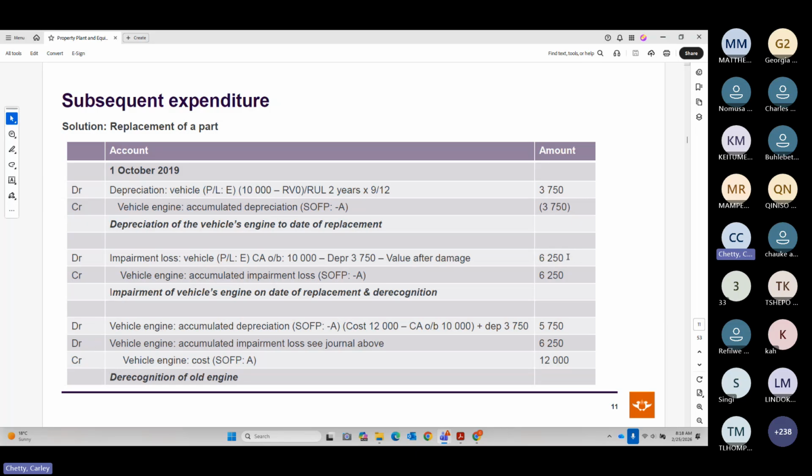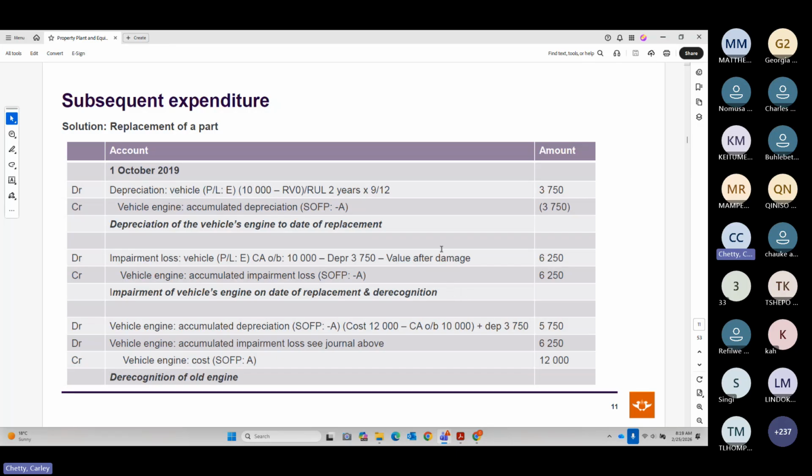So now we need to impair this amount because they told us that the old engine was scrapped. It obviously damaged or stopped working. So we're going to debit impairment loss of vehicles. And remember, an impairment is an expense shown in the statement of profit or loss. And we're going to credit vehicle engine accumulated impairment losses with 6,250. So here we are simply impairing the vehicle's engine on the date of replacement and derecognition.